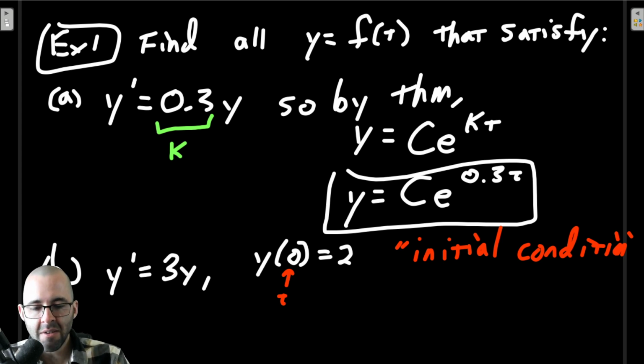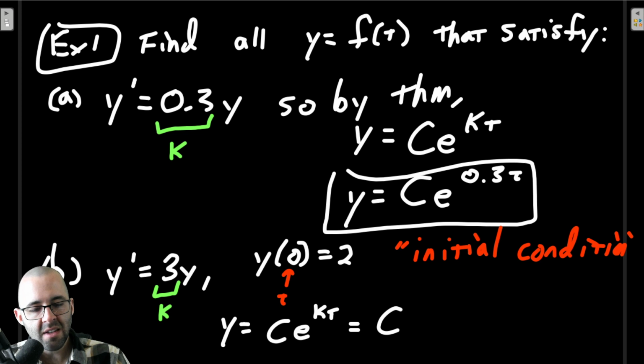All right, so again, it's of the right form. We're going to use our theorem again. This time our k value is 3. So we know that y is going to be ce to the kt. And we specifically know that k is 3.